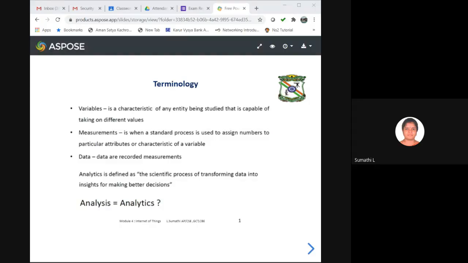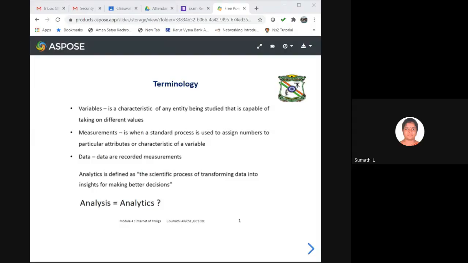So what is data? The value which you assign for that variable is your data. For example, let me consider myself as a student, and I have given the value as Sumati. Then my height, register number, all the values I provide are nothing but the data. So with this introduction, you should now be able to differentiate what you mean by variable, measurement, and data. And only if you have data, you can do analysis or analytics.